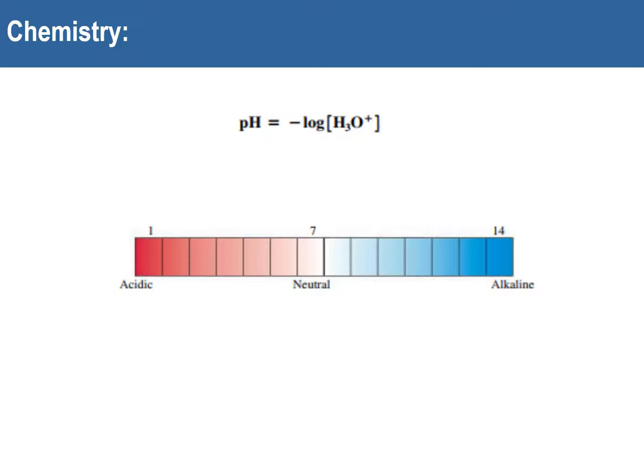Now, chemistry uses logs, and we'll do something interesting in class. It defines pH as minus log of H3O+. You remember when pH is 1, that is very acidic. When pH is 14, it's very alkaline. And a pH of 7 is considered neutral.